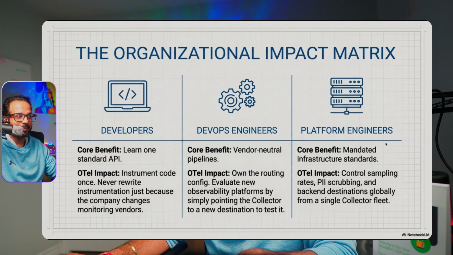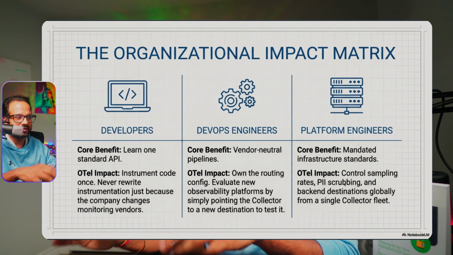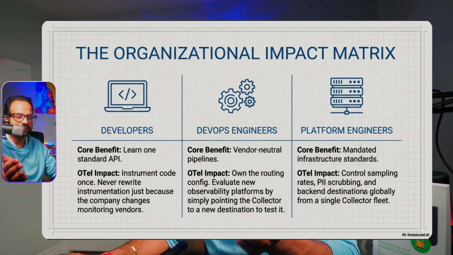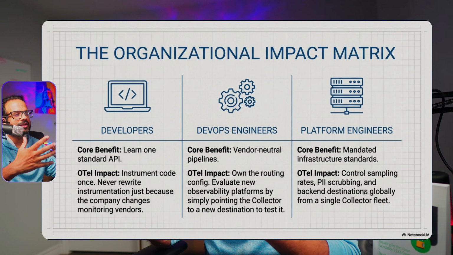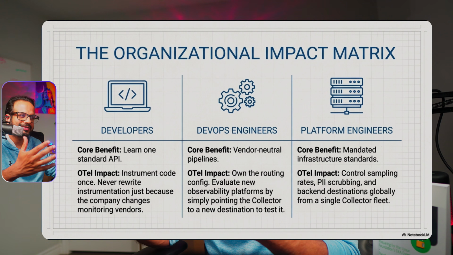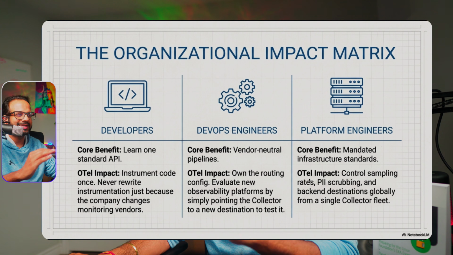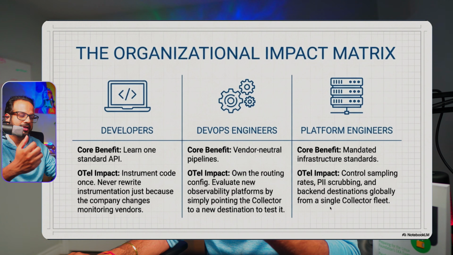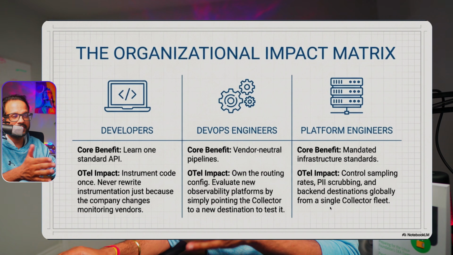And for platform engineers, now you have a mandated infrastructure standard, because we are using one standard again. It controls sampling rates, PII scrubbing, and backend destination globally from a single collector fleet. PII is personally identifiable information, like your email, phone number, address, and so on. So these are all the benefits of using Otel for different user personas in an organization.